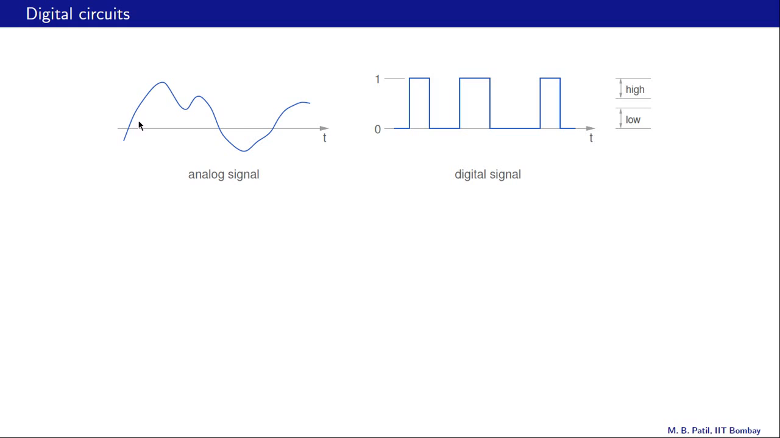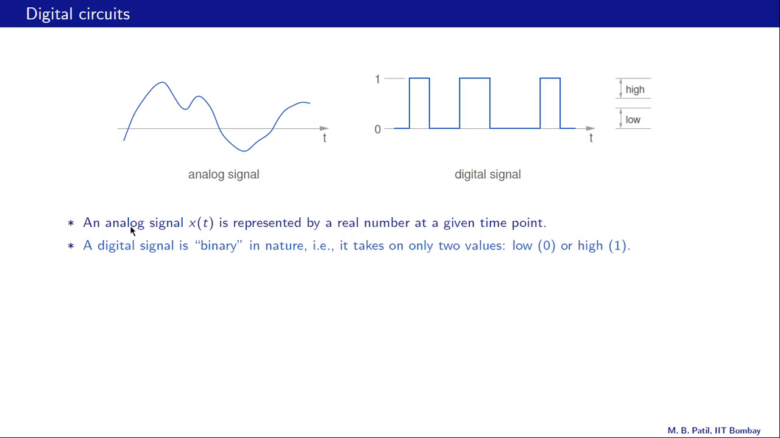We will now discuss digital circuits, and to begin with, let us talk about analog signals and digital signals. An analog signal x of t is represented by a real number at a given time point. For example, in this signal, at this specific time point, the signal value is given by this number. At this time, the signal value is given by this number, and so on. Whereas a digital signal is binary in nature.